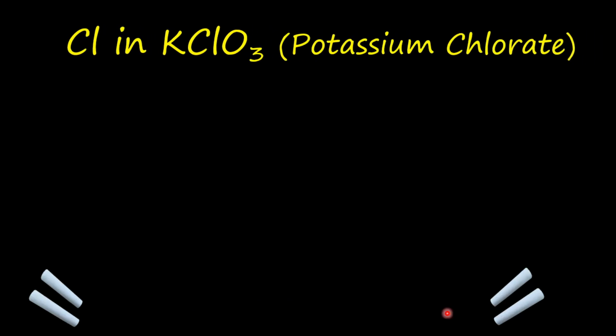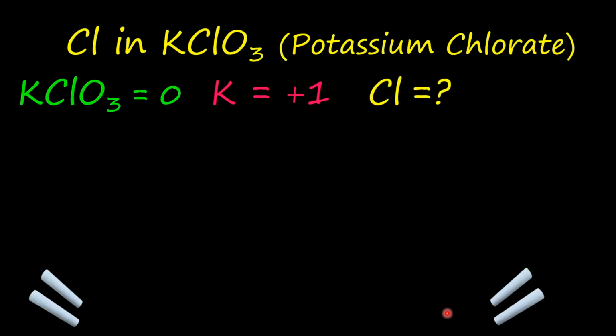Now let's jump into our next example. And in this example, we are going to find chlorine in KClO3, which is potassium chlorate. Now this is also a neutral compound, so therefore the total oxidation number of this compound is also 0. Potassium is from group 1, so therefore it is a +1. We want to find chlorine, so that's going to be our unknown. And oxygen is -2 because it is in group 6.